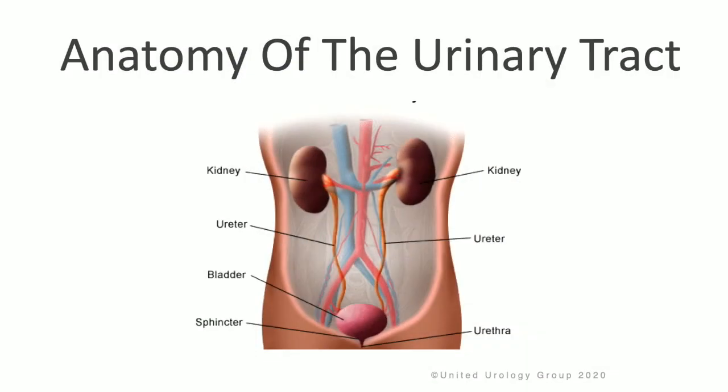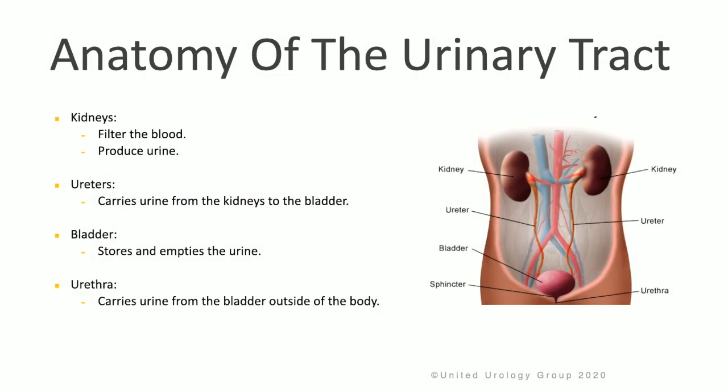The urinary tract is comprised of the kidney, the ureter, the bladder, the urinary sphincter, and the urethra. The kidney's job is to filter the blood and produce the urine. The ureters carry the urine from the kidneys to the bladder. The bladder stores and empties the urine, and the urethra carries the urine from the bladder to the outside of the body.